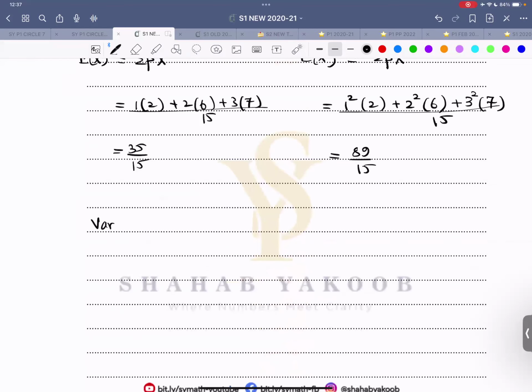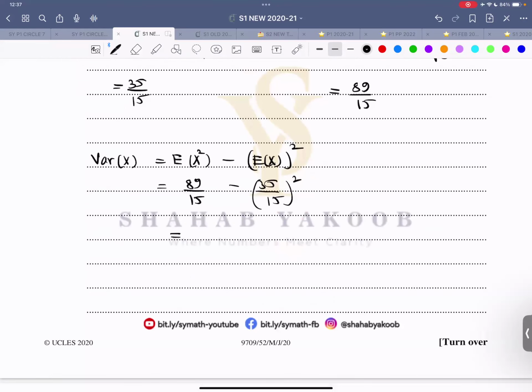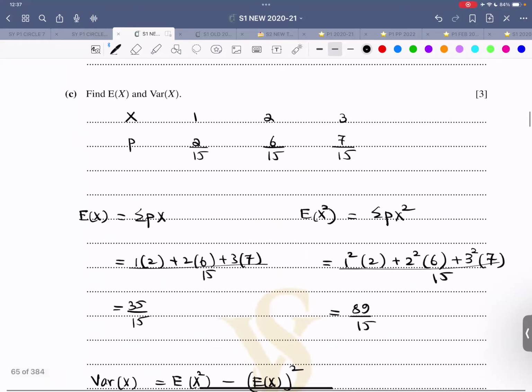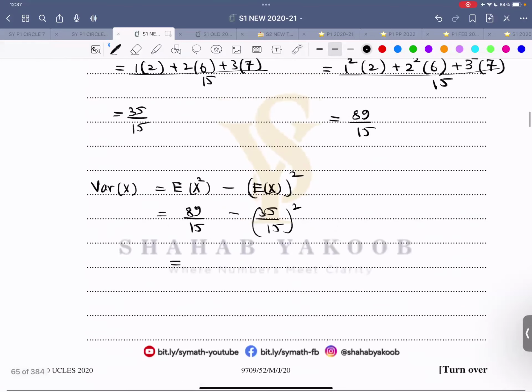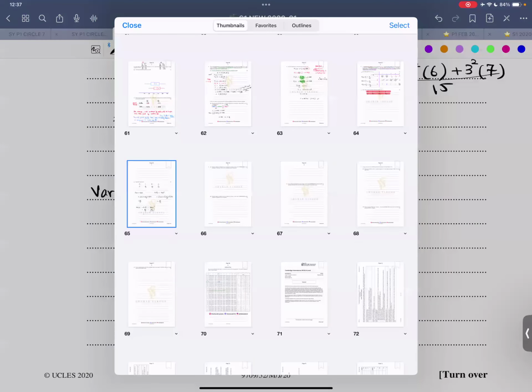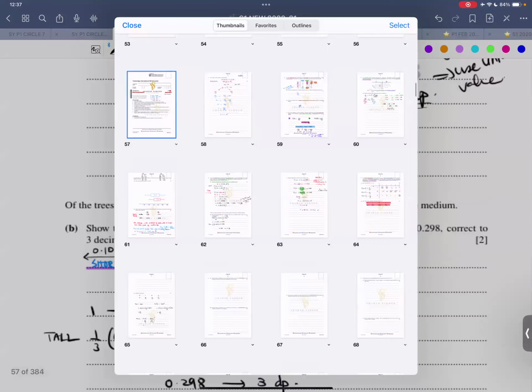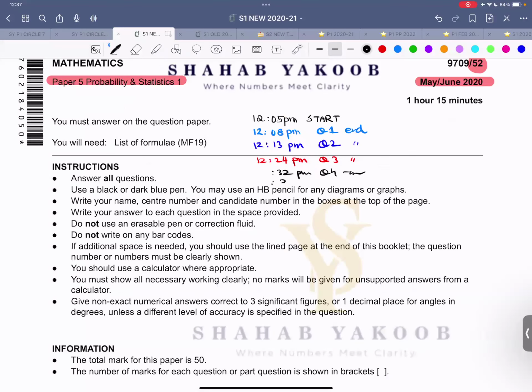Then we have variance of X, that is expectation of X square minus square of expectation of X. That is 89 over 15 minus 35 over 15 whole square. And use a calculator and then get the answer. Okay. So now that's how this thing is done. And now it is 12:37 p.m. Question number 5 is done and dusted. And then there should be question number 7 over here. No, first 6. And then question 7 ends.